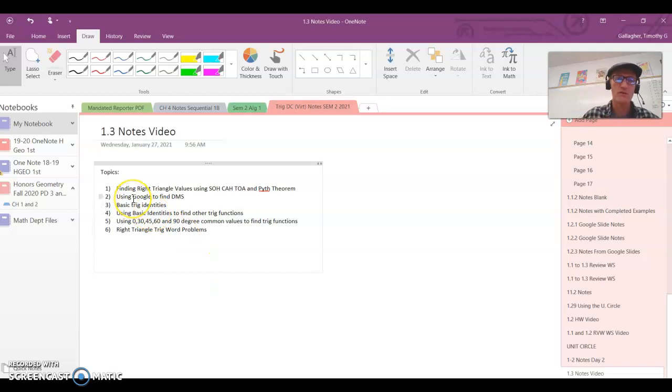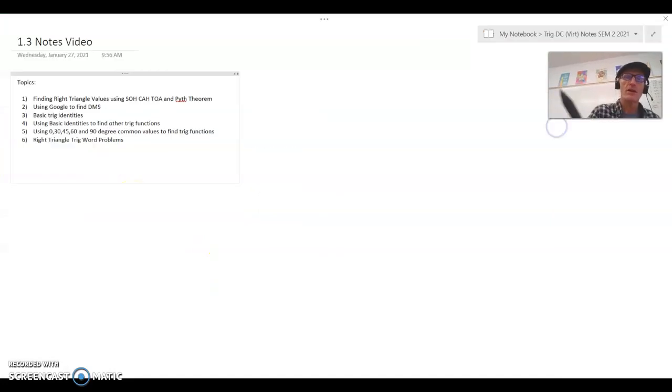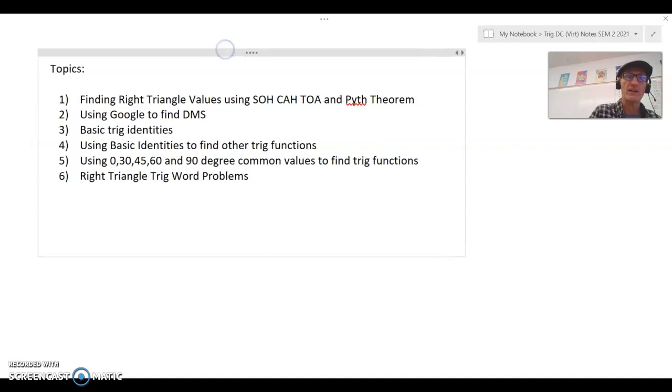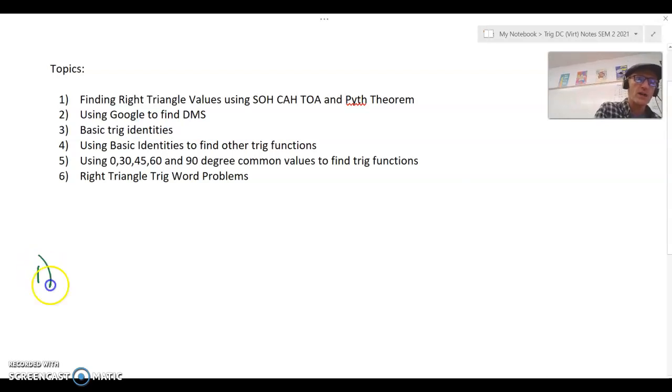The first thing we are going to do in this video, or I am going to do, is find right triangle values using SOH, TOA, and Pythagorean theorem. So for topic 1, we have a right triangle.